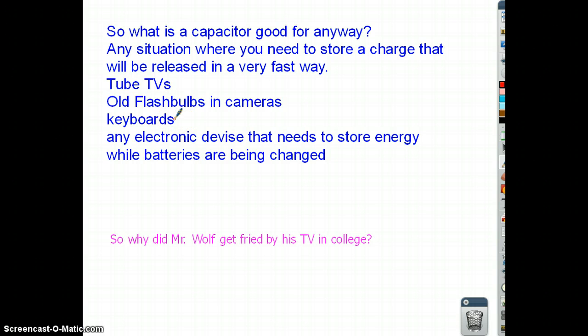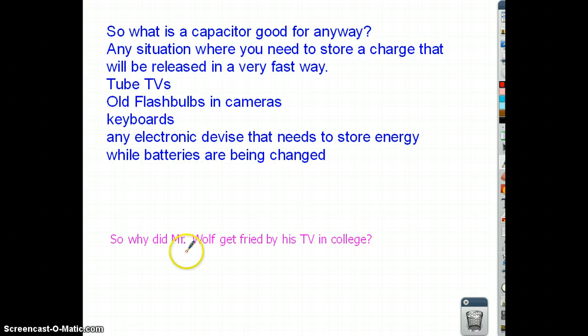Keyboards have tiny little capacitors in them, so when you press the E button, what it does is send a tiny little electric signal. That tiny little capacitor releases that tiny electric signal, and that tells the computer E. Basically, any electronic device that stores energy while the batteries are being charged can use a capacitor for that.